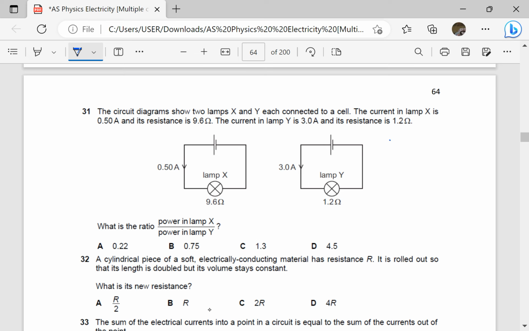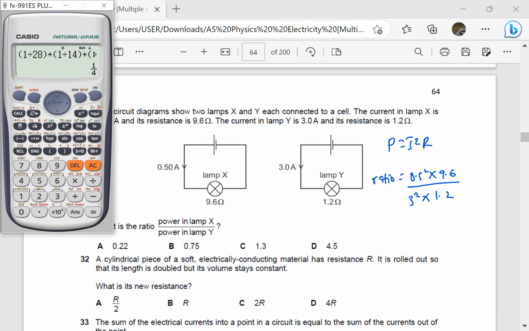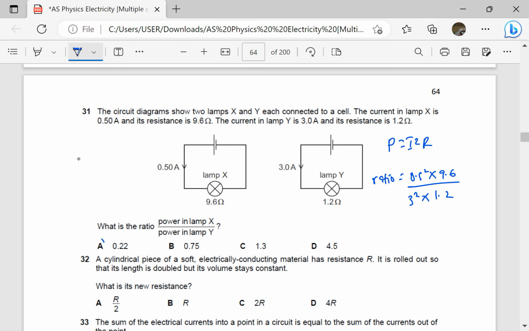So that is very easy. Power is equal to I squared R, so we can find the ratio directly. The ratio is equal to, for X, 0.5 squared times resistance 9.6, and for Y, 3 squared times 1.2. So 0.5 squared times 9.6 divided by 3 squared times 1.2 is 2 over 9, which is 0.2 recurring. So the answer is going to be A.